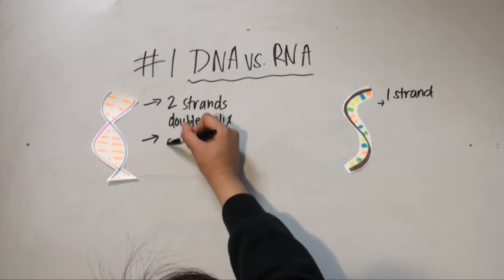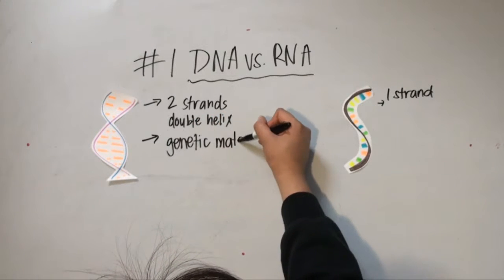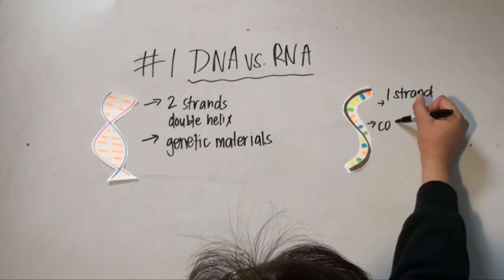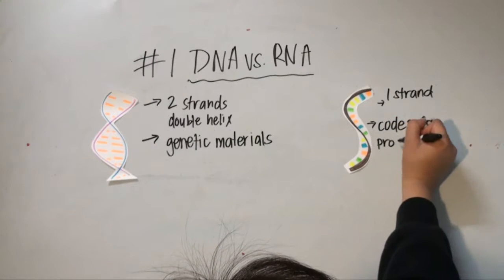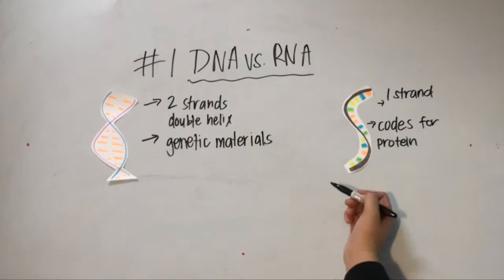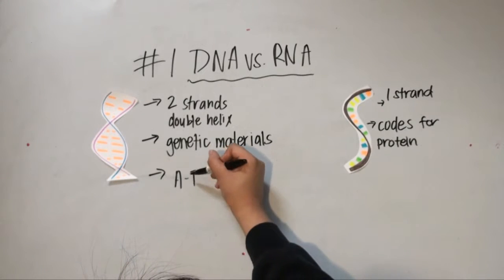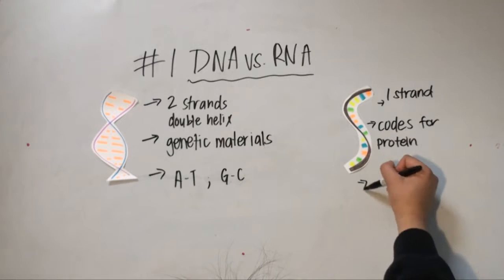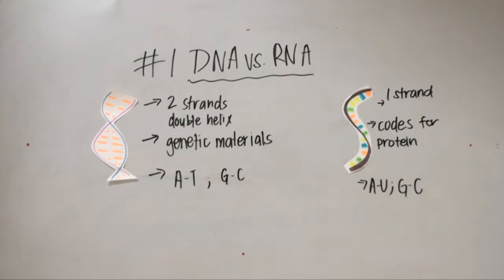Then we have DNA, which is actually genetic material, which means that we got 46 chromosomes, 23 from mom and 23 from dad. And for RNA, RNA codes for proteins. So for all the proteins that we need in our bodies to function, they come from RNA. And DNA finally has base pairs of A and T and G and C, while RNA has base pairs of A and U and G and C.